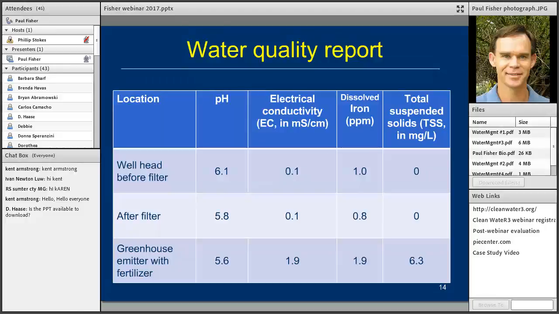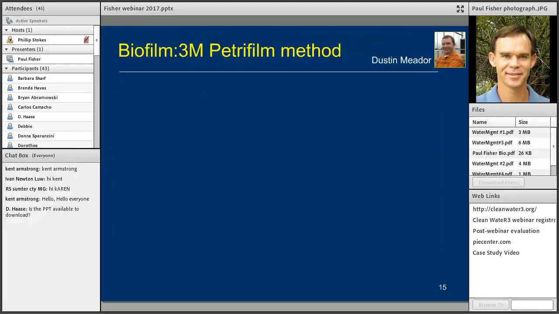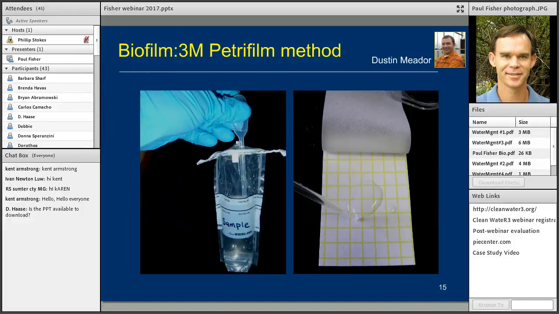One of the other important things, and we're going to come back to iron, is that this is a test of dissolved iron. When there is high iron in water, often that iron may initially be dissolved, but it oxidizes over time and forms rust particles that may come out and cause irrigation emitter blocking.